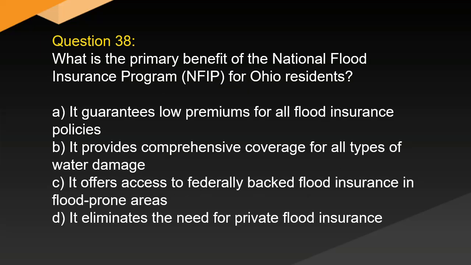Question 38. What is the primary benefit of the National Flood Insurance Program, NFIP, for Ohio residents? A. It guarantees low premiums for all flood insurance policies. B. It provides comprehensive coverage for all types of water damage. C. It offers access to federally backed flood insurance in flood-prone areas. D. It eliminates the need for private flood insurance.